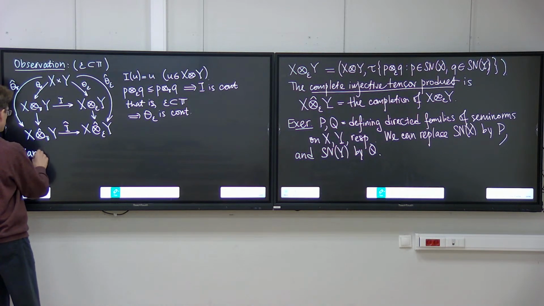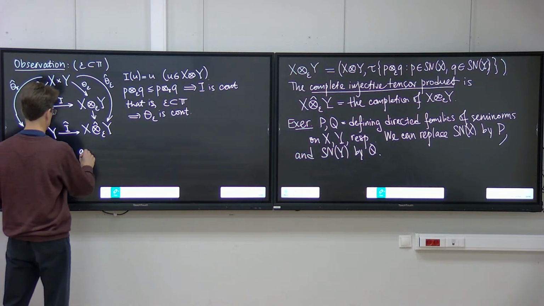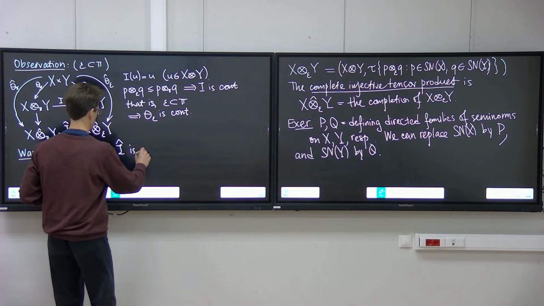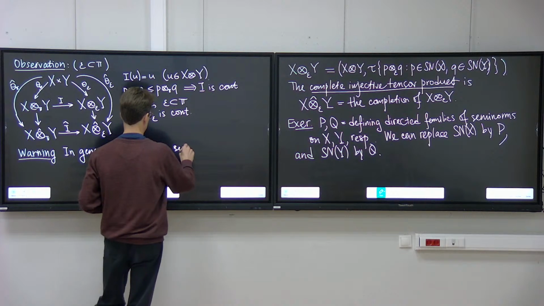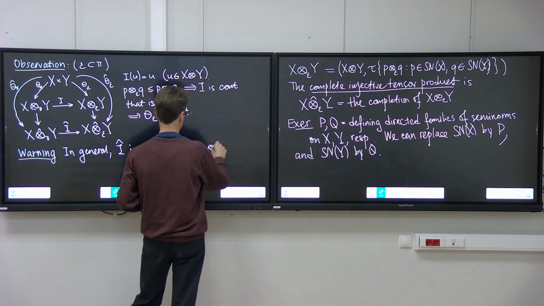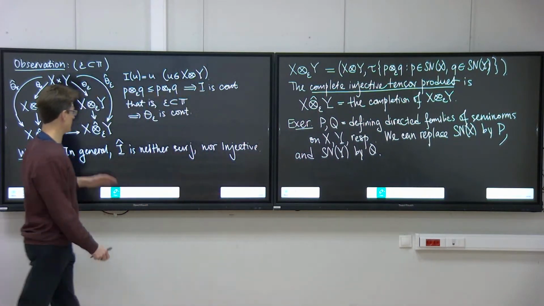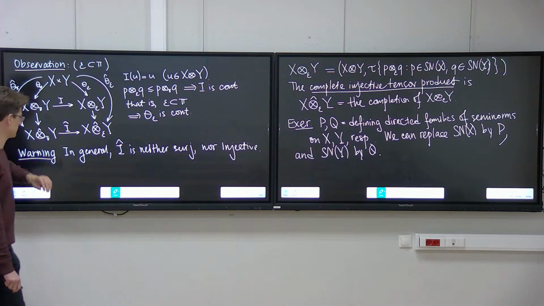An important warning concerning this map is that in general, this map I hat is neither surjective nor injective. I itself is one-to-one, of course. I is an algebraic isomorphism. But I hat is not necessarily surjective, and moreover, it can have a nontrivial kernel.